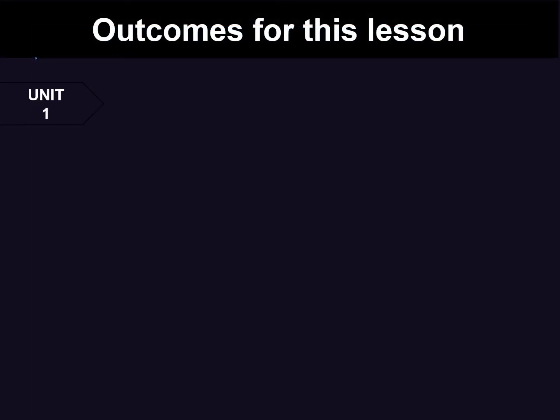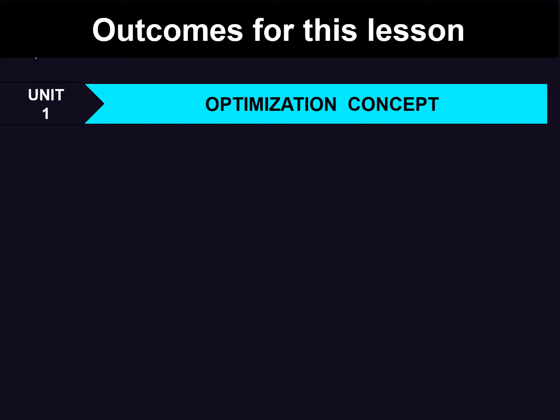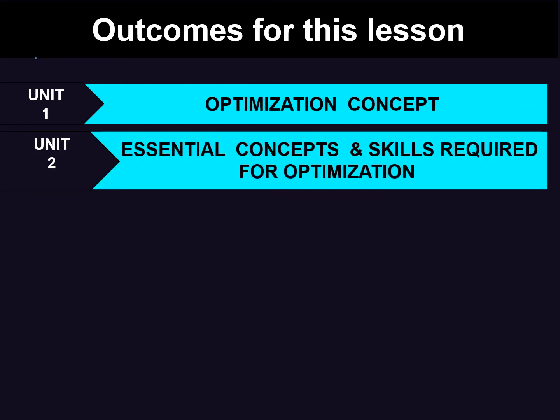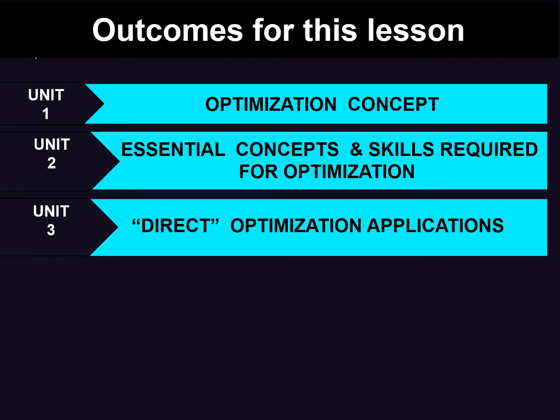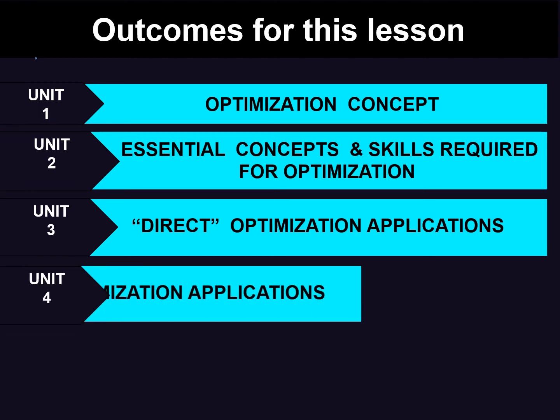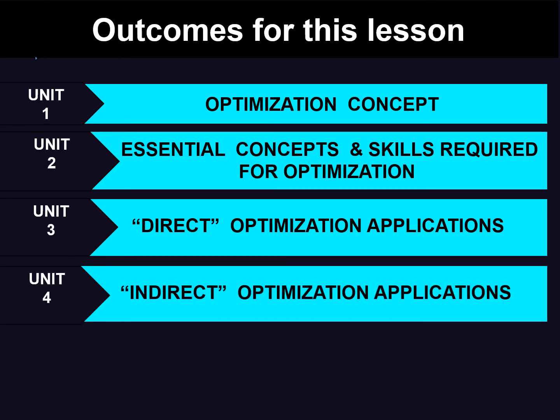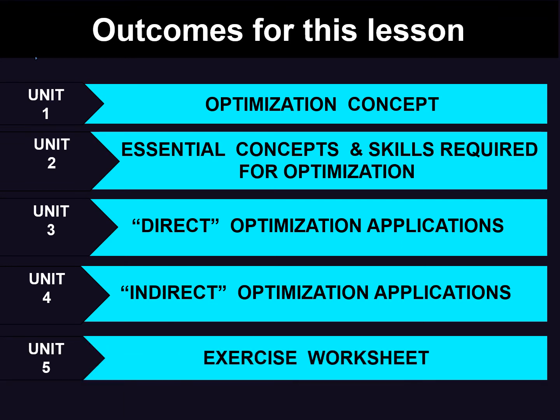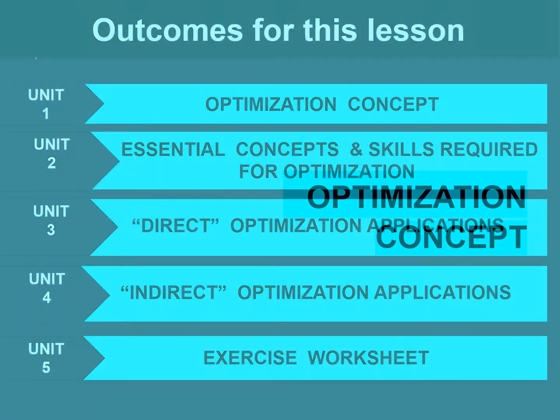In this lesson, we're going to look at the concept of optimization. Then we're just going to go over some essential skills and concepts that you require to be able to do the optimization, which will then be followed by two types of applications. The one I refer to as direct, and the other one I refer to as indirect optimization applications. And as you got used to, it will then end up with an exercise worksheet for you to practice these skills. Let's start.